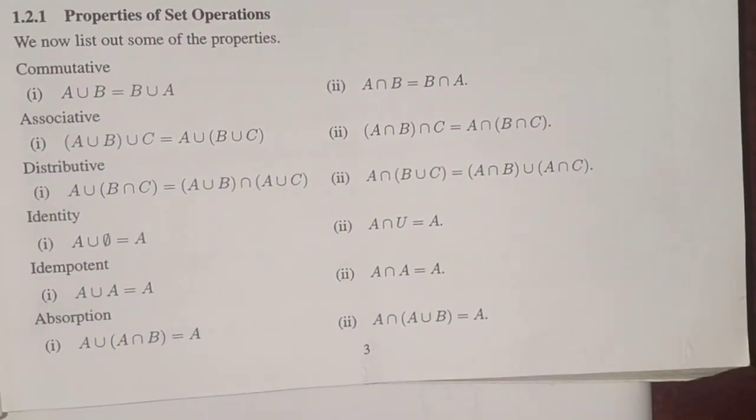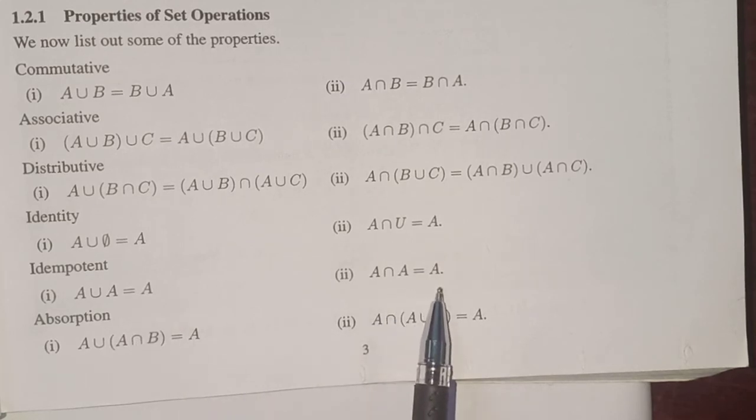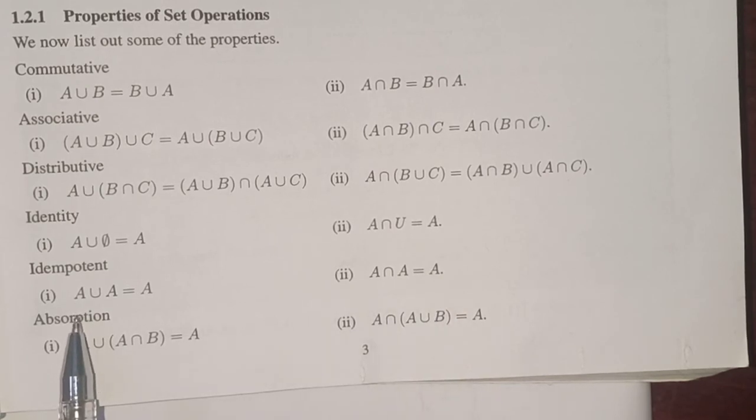Now, the next property is idempotent. A union A is equal to A. A intersection A is equal to A. Obviously, consider set A equal to {1, 2}. {1, 2} union {1, 2} is {1, 2} only, no? What is {1, 2}? That is A.